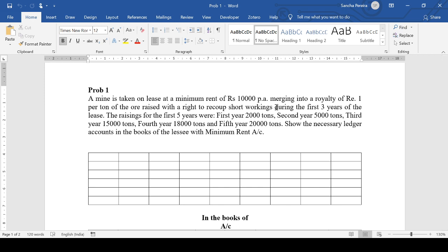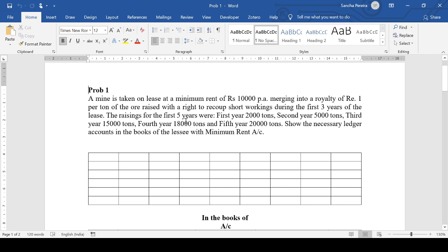I explained to you yesterday. It's the difference between the minimum rent and the actual royalty. That is, in the years when the minimum rent is more than the royalty that is earned, you have a short working. And these short workings, which are losses, this agreement says it's not going to be the same in every problem. This problem says that it can be recovered, recouped, during the first 3 years of the lease. So you can't recover any short workings after 3 years.